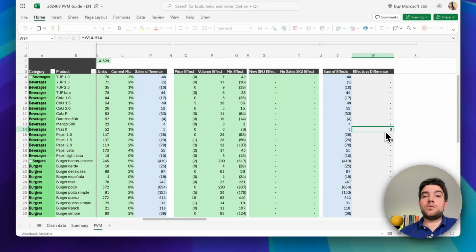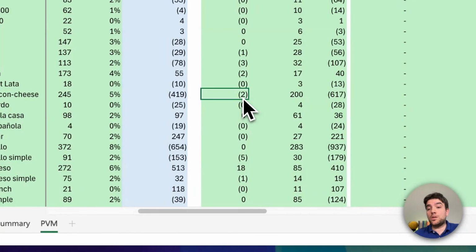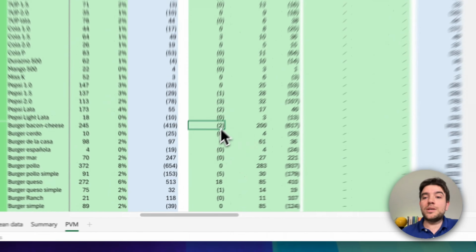And this, my friends, is all the analysis of price volume mix. You can add up all the effects of products. You can do it by category, or you can do it as a whole business, and you can see in a really fast way what happened with your revenue. Why did it change? Did it change because you changed prices? Did it change because people started to buy less from you? Or did it change because some products are selling more than others?